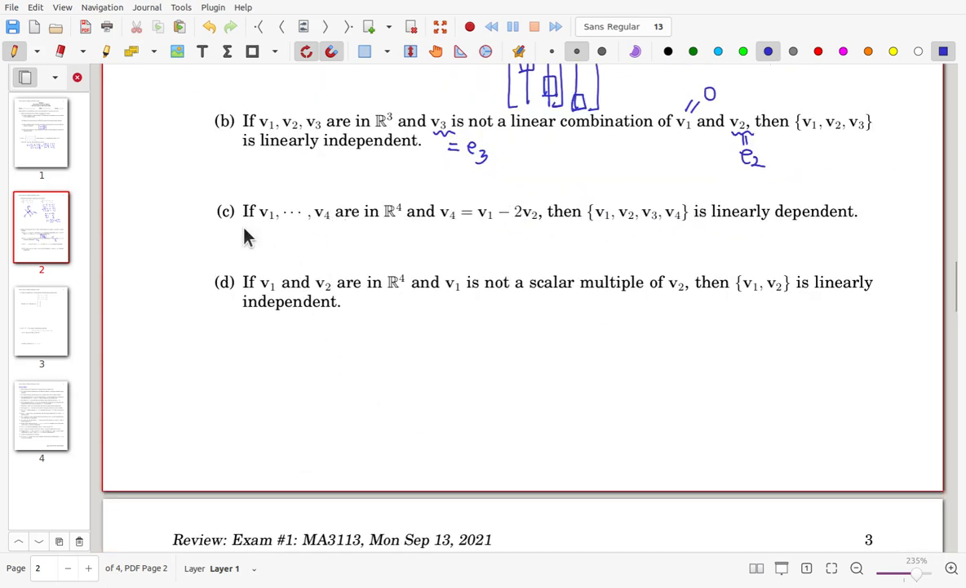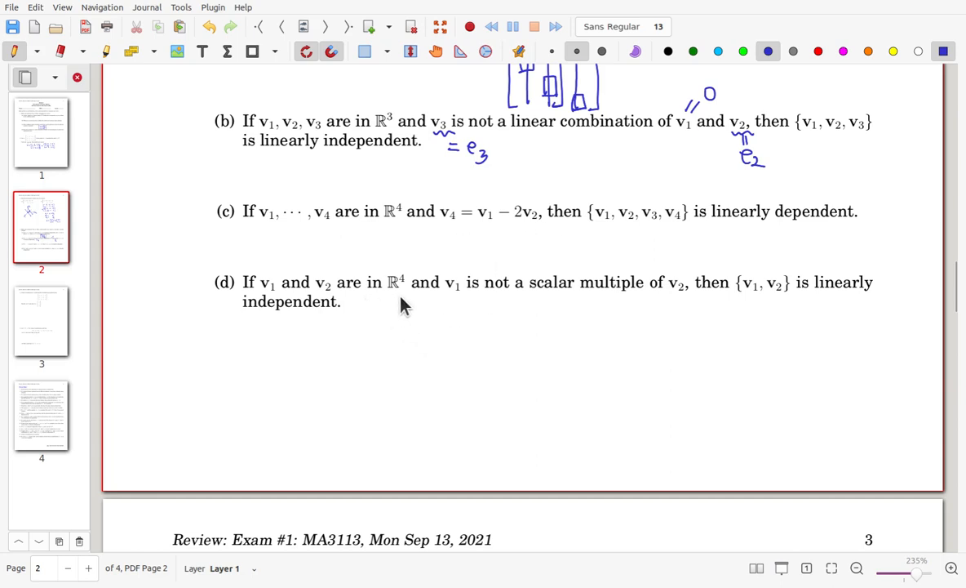Okay, here 4 vectors in R4, and V4 is V1 minus 2 V2, then this is linearly dependent. Yes, it's true. If at least one of the vectors is a linear combination of others, then it must be linearly dependent. So it is true.